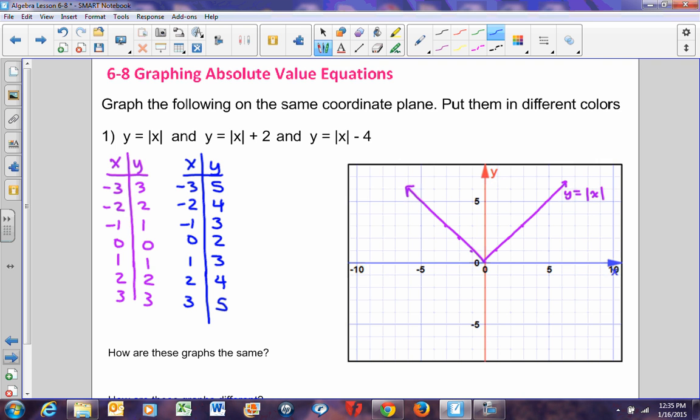If I graph this, I have negative 3, 5; negative 2, 4; negative 1, 3; 0, 2; 1, 3; 2, 4; and 3, 5. Let's get those in the right spots. There's the graph of y equals the absolute value of x plus 2.